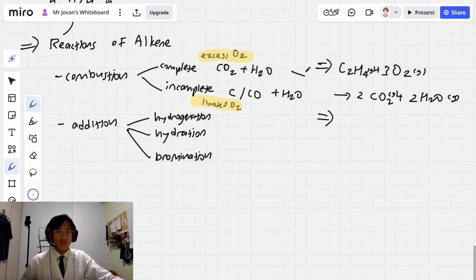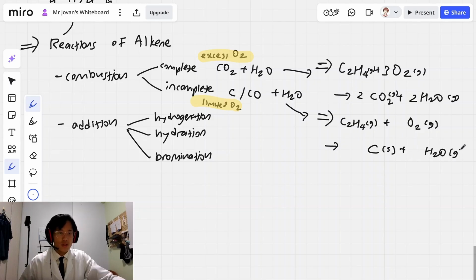Now, what if it's incomplete? Let me write it here. Incomplete combustion is when we get what? Carbon or carbon monoxide. We're going to write two equations here. So with the simplest ethene, I'm going to use oxygen again, but this time it's limited. I cannot see that it's limited from the equation, but from the products I can see that it was limited, which resulted in these products. So I get H2O and carbon. To balance this one, it's actually 2 carbon, 2 water.